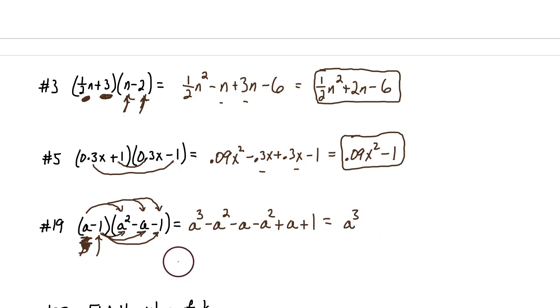Now let's look for the a squared terms. We have negative 1a squared and another negative 1a squared. Those combine to negative 2a squared. Now let's look at the a terms. We have negative a and plus a. Those cancel away. Now the constant, we have a plus 1. So here's the final answer.